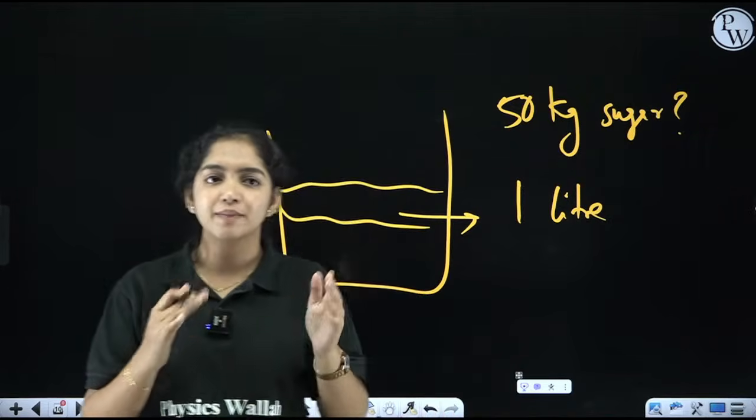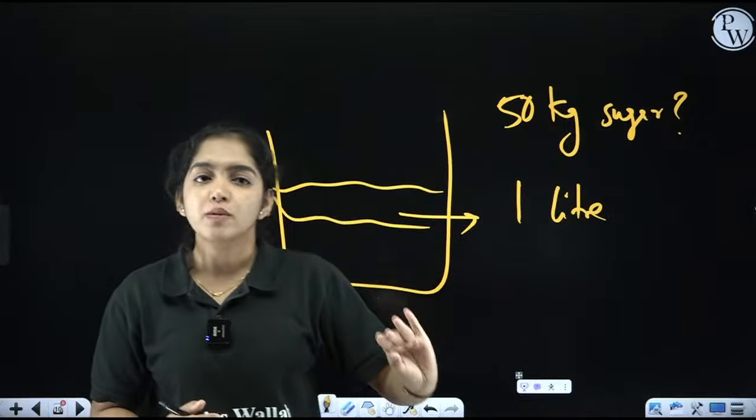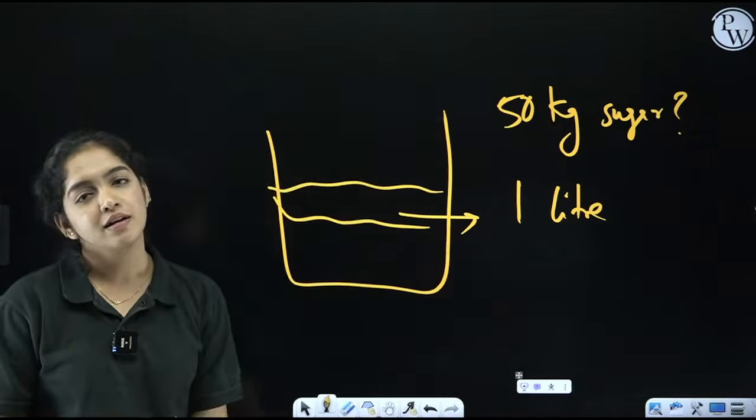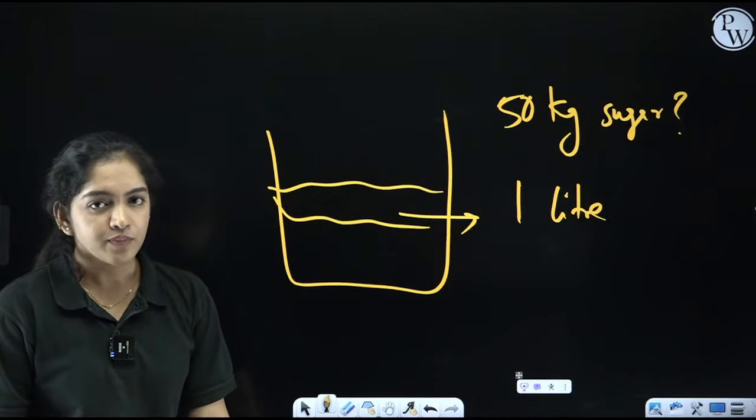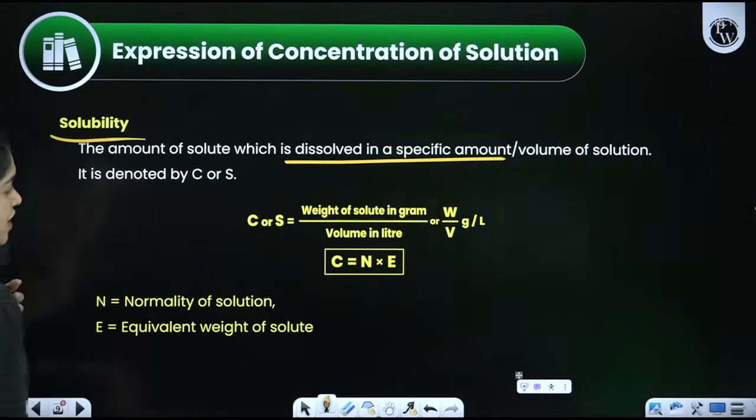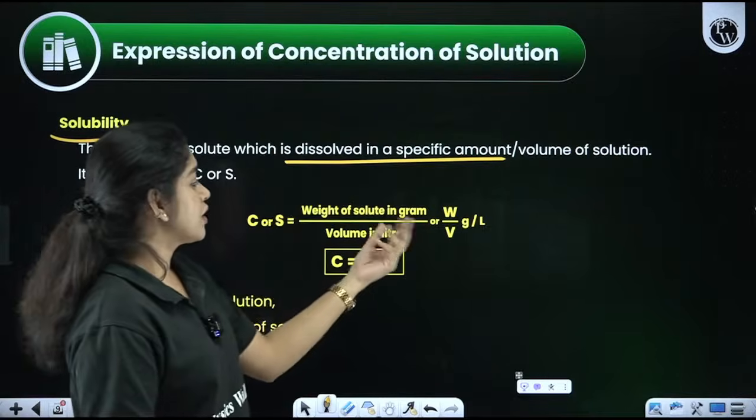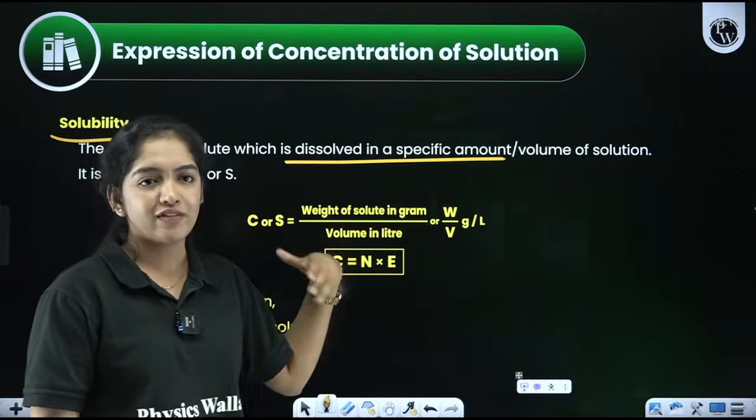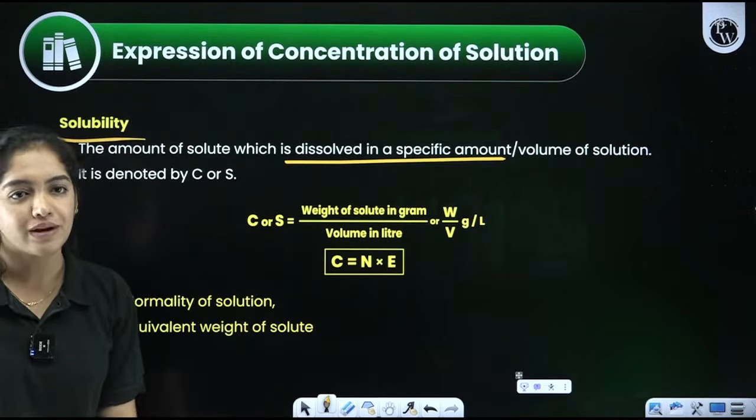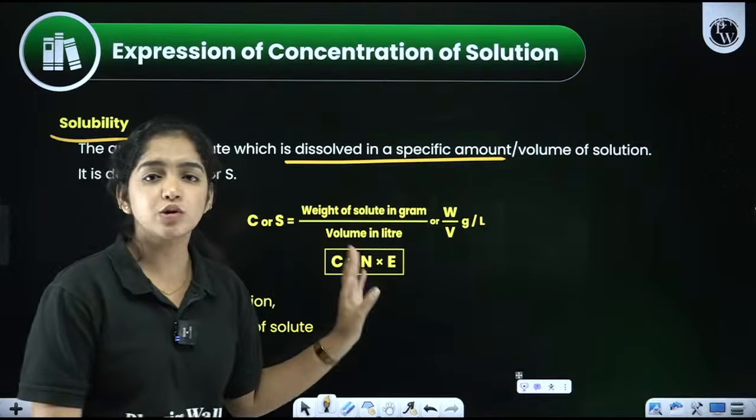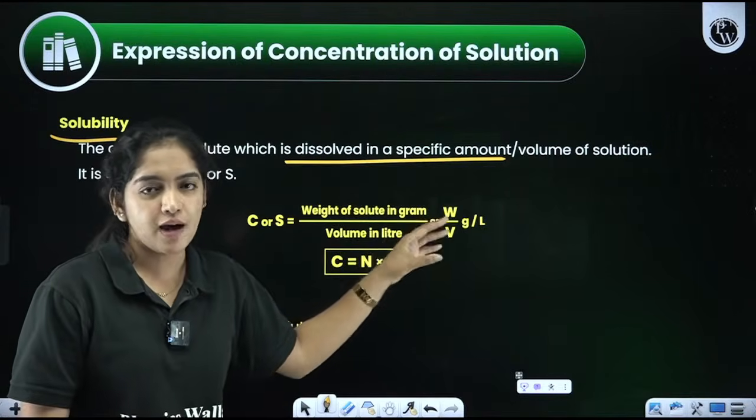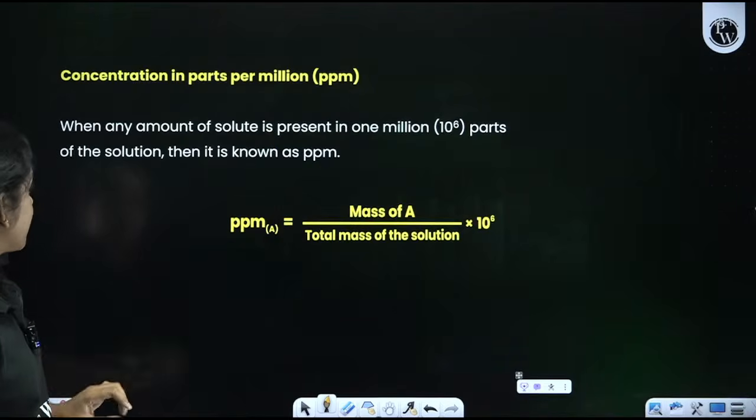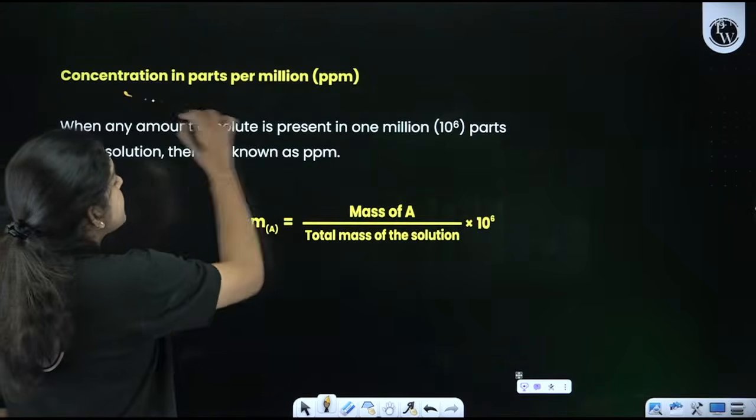So what is solubility? It can be asked for 1 mark. Solubility means the specific amount of solute that can be dissolved in a solvent. Clear? Got it? And for that, we can use one equation: S equals weight of the solute divided by volume in liter. This equation we are not using anywhere, but we should know it, because for our competitive exams we require the solubility equation. Clear? So solubility is the weight of the solute in grams divided by the volume of solution in liter.